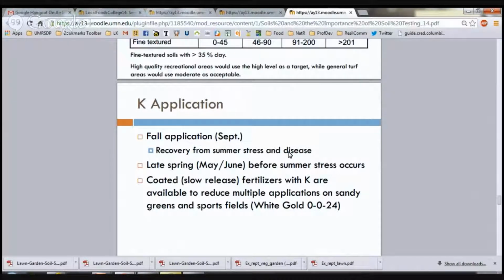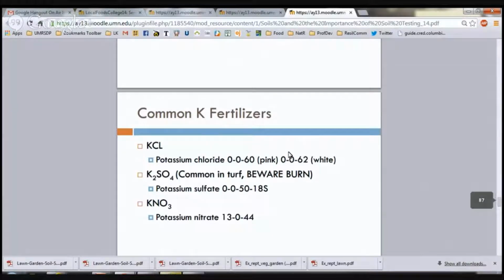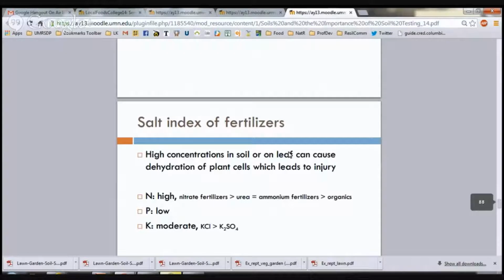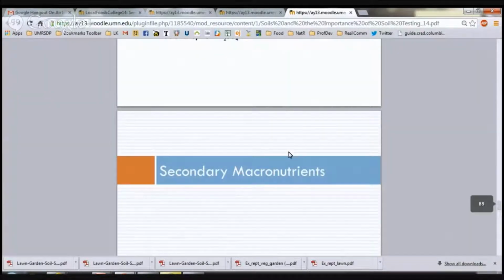Okay, and there's a little bit of information on common phosphorus and potassium fertilizers. And I also included a salt index of fertilizers as well. So we won't get to it today, but I included the secondary macronutrients as well. If you take samples to the soil testing facility on the Twin Cities campus, it's not in that routine testing, if you will. So it'll be an additional amount.